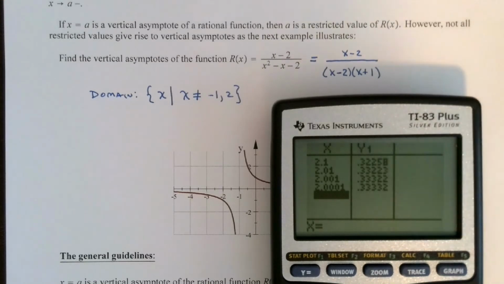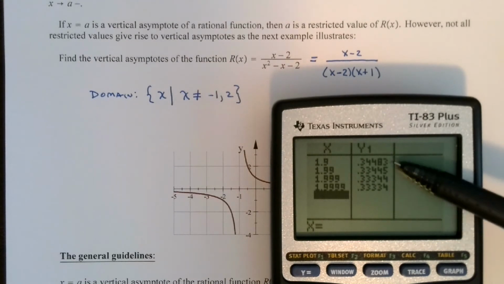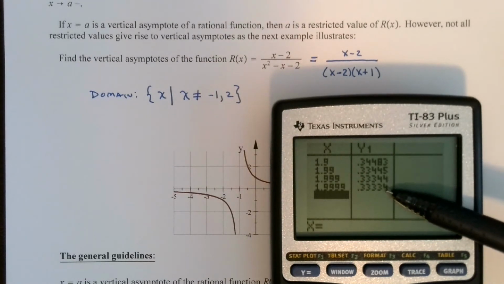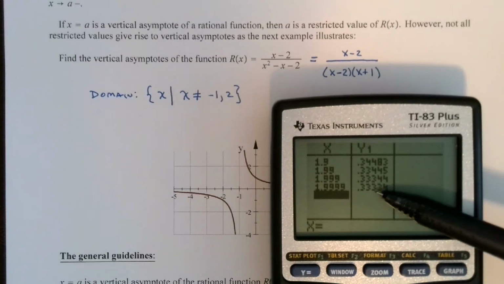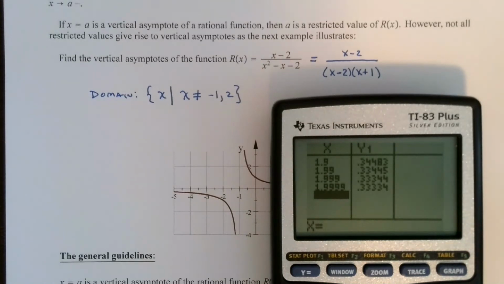Let's approach 2 from below. What are some values below 2, like 1.9? That's below 2. Can we get a little closer? 1.99, 1.999, 1.9999. That's getting closer and closer. Again, does it look like the values are getting really large? I mean, no. They're staying real close to about 0.33 something, 0.333 or something, right? It seems like we keep adding another 3 if we keep going closer. So what's happening? We don't have a vertical asymptote.